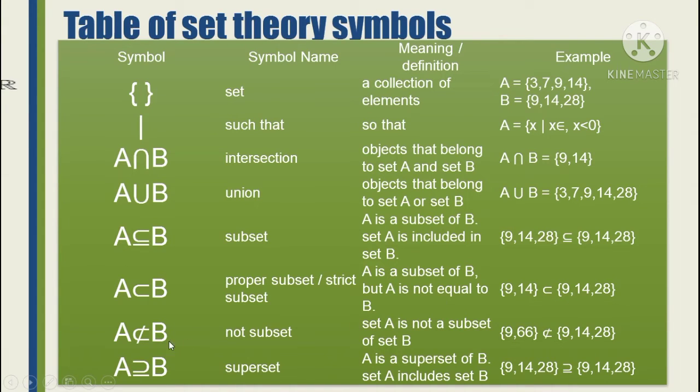Okay. So, this is for A is not a subset of B. So, set A is not a subset of B. Ito yung example natin. 9, 6, 6. So, not subset of 9, 14, 28. Ito yung example niya. And superset naman, A superset B. So, yung definition niya, A is a superset of B. Set A includes set B.